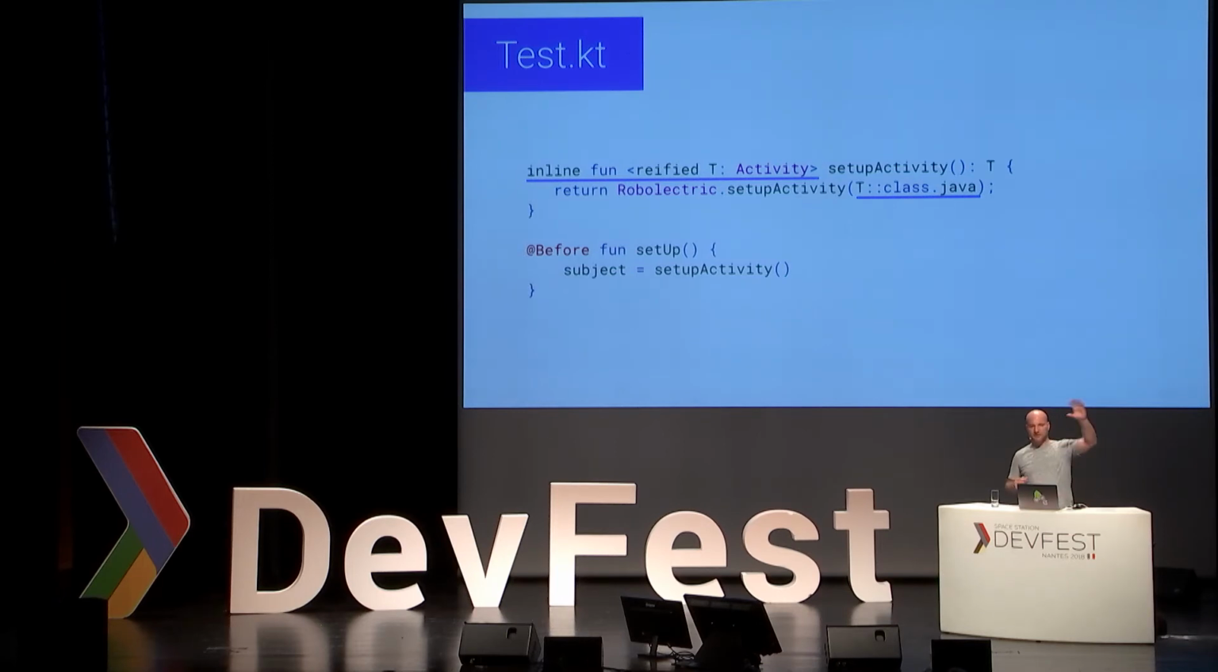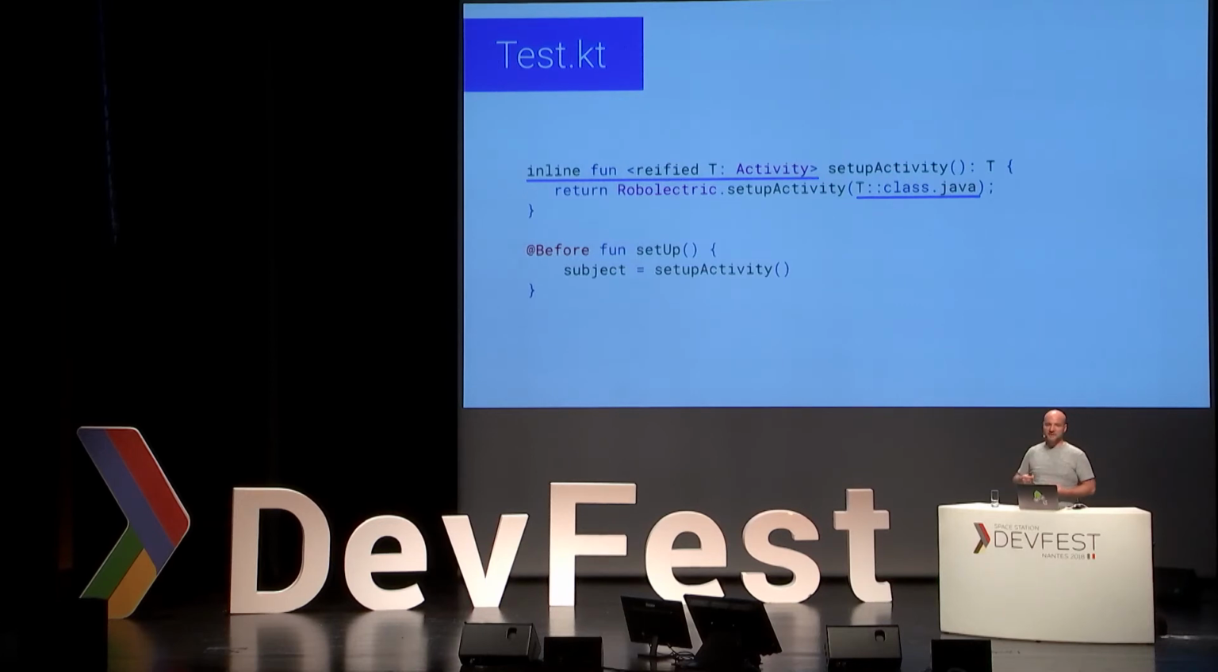So every time you call this function, Kotlin will actually copy the body of this function to the call site and replace the T with the actual argument you gave there. And that's how Kotlin does the reified type magic. But when you look at it, really all you have to think about is T is a real type, so I can call t.class.java on it, and that's actually going to work at runtime.